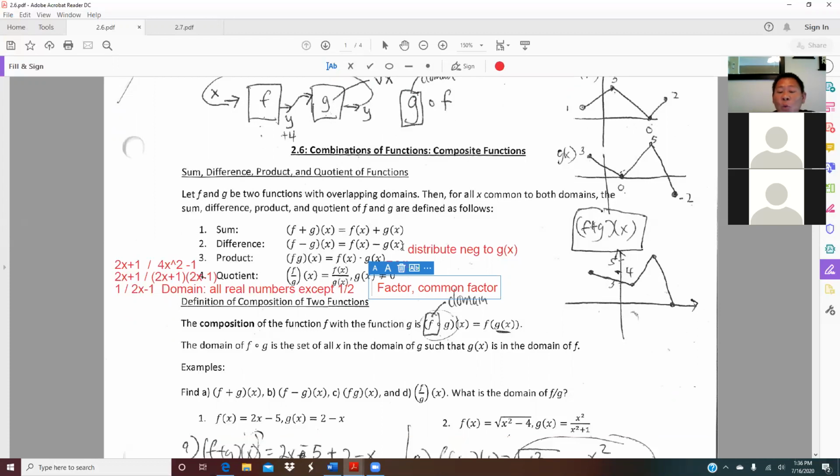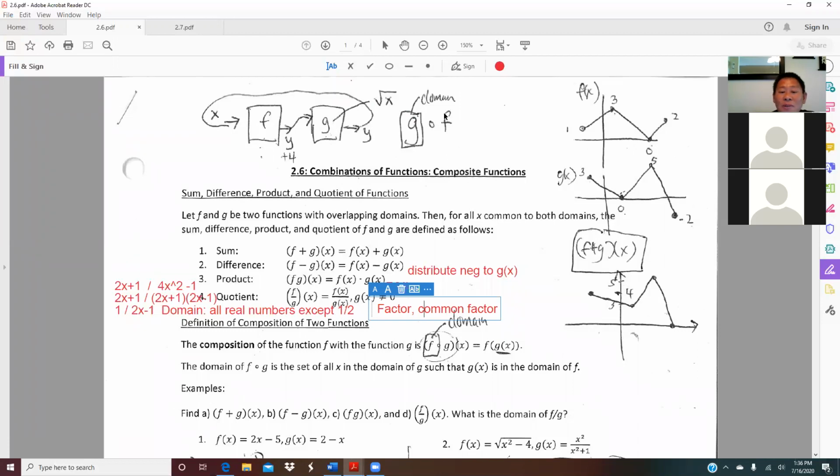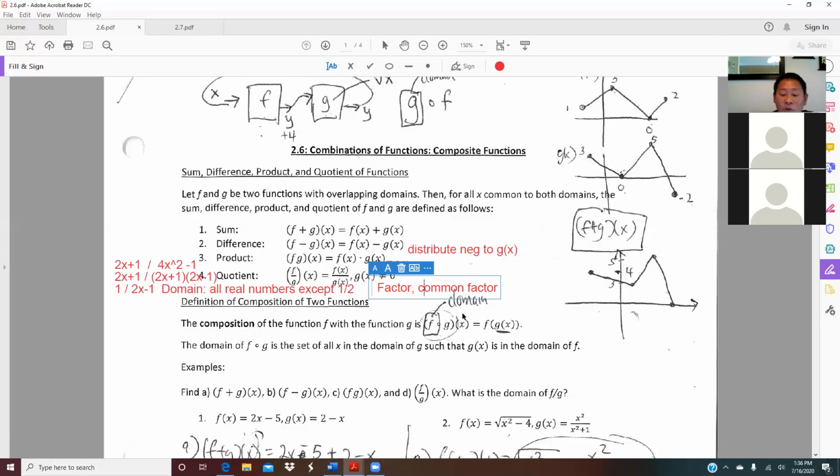So how do you know which one you have to go through first? You have to do the last one. So if f comes last, you do it last. If g comes last, you do it first. Okay, then we talk about the domain.